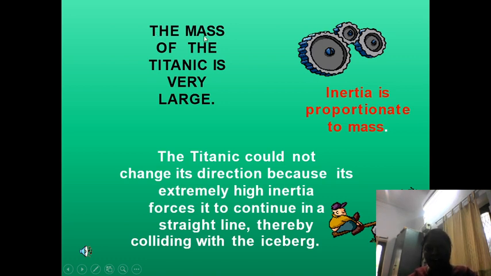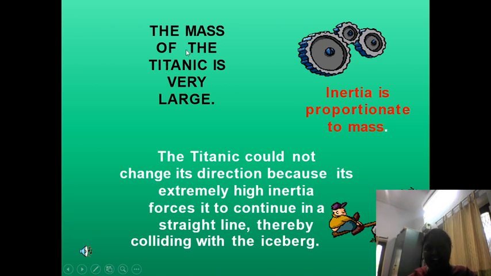As I have already taken the example of the Titanic, why was it very hard to stop it from colliding with the iceberg? Because the mass of the Titanic was very large. So the Titanic's weight was very high. Because of this, inertia is directly proportional to mass. If mass is high, inertia will be more. Inertia is the inherent property of a body to resist the change in its position.